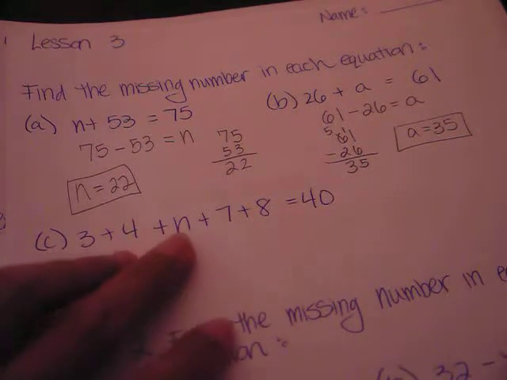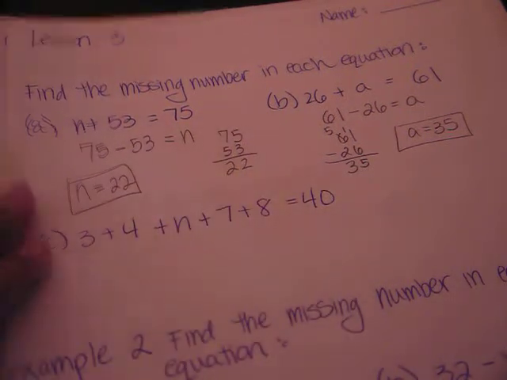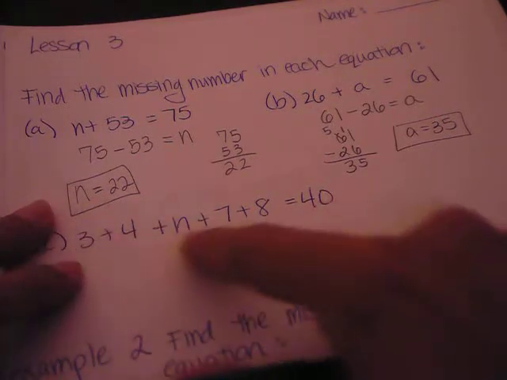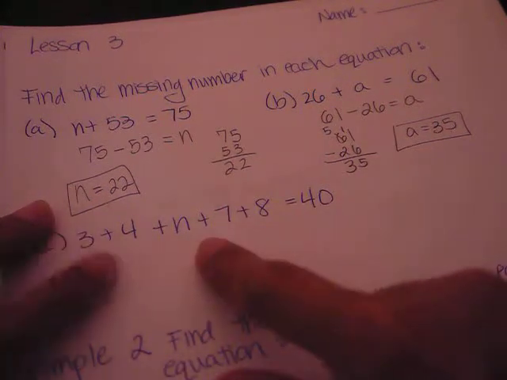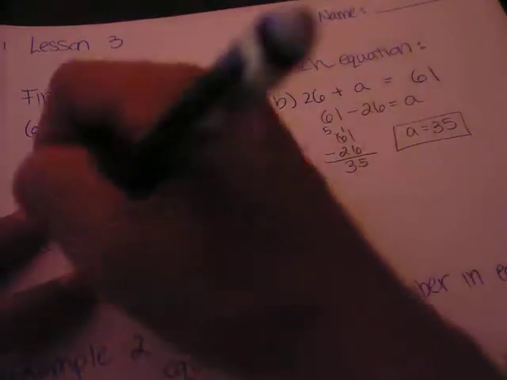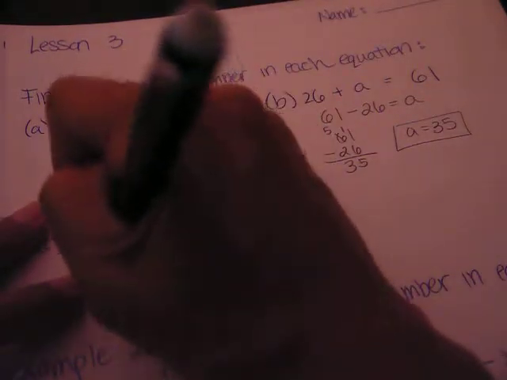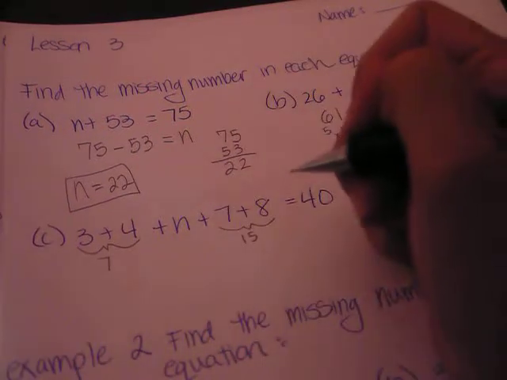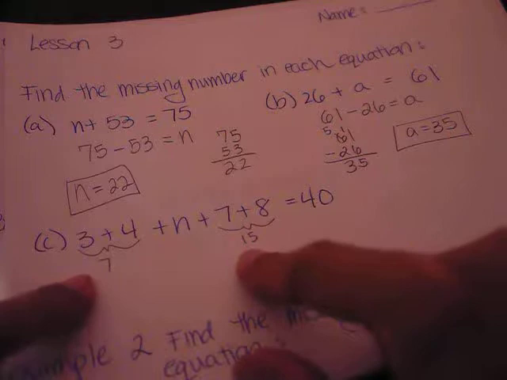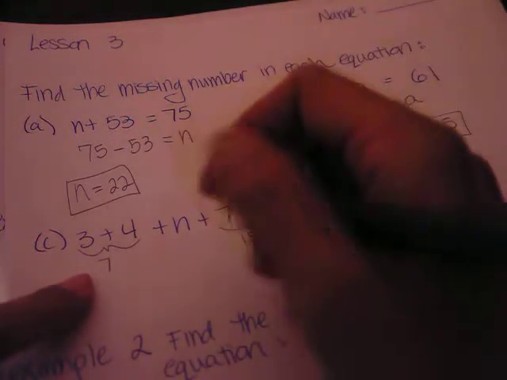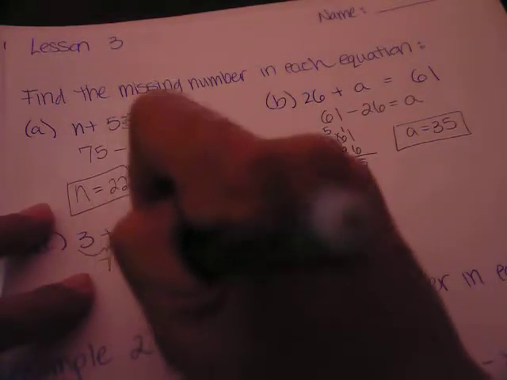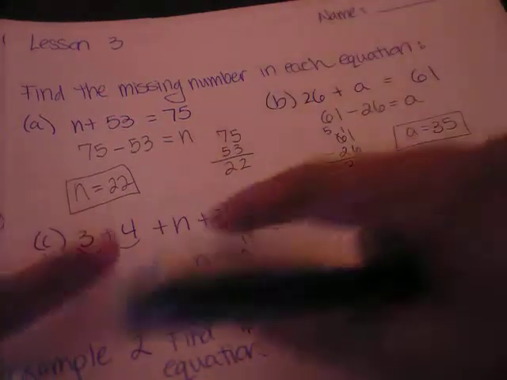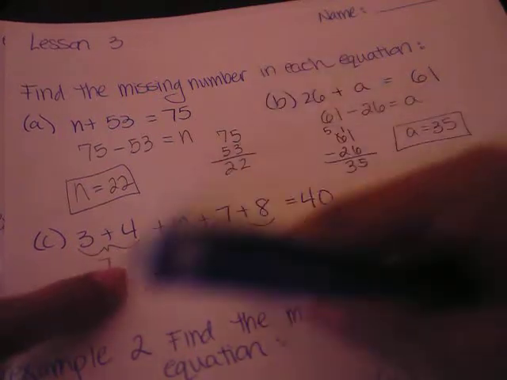All right, the next one here tells us, oh, okay, we got a bunch of stuff. 3 plus 4 plus something plus 7 plus 8 equals 40. So in order to do this, we're going to simplify what we can. Why don't we add up the numbers that we do know? All right, 3 and 4 make 7. So I might even go like this as I'm writing this. 7 and 7 plus 8 makes 15. All right, and 15 plus 7 is 22. So now we know that 22 plus n equals 40. So I just simplified to get to this.